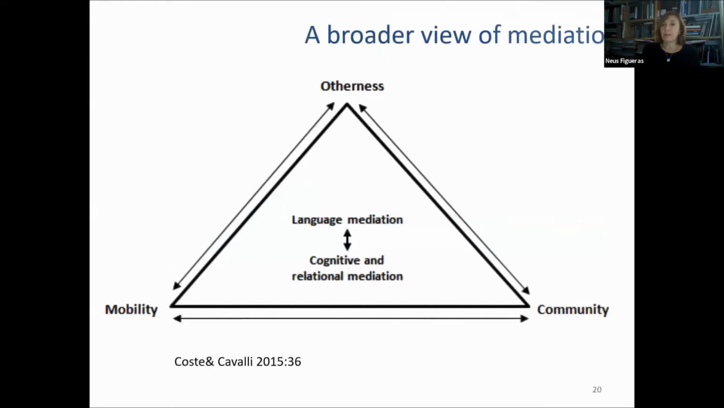The other aspect in the new scales for mediation has to do with the Costa-Cavalli document that I have already mentioned, and the 3 poles of tension, as it were, that a language learner as a social agent normally has to contend with. Learning through mobility, either in school or in any other social context within the community, and encountering different types of otherness, he or she needs to cope with either by means of language mediation or cognitive mediation or relational mediation.